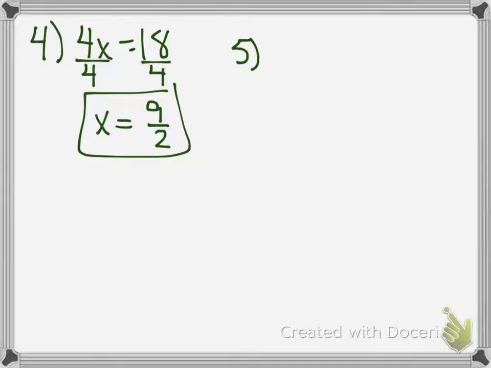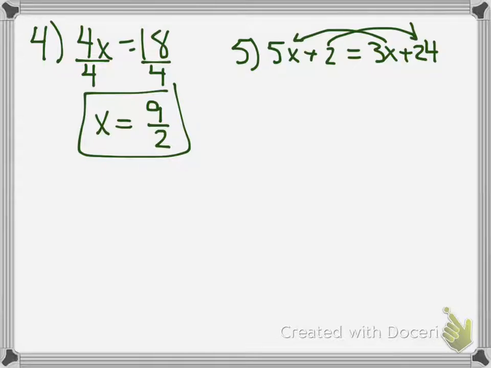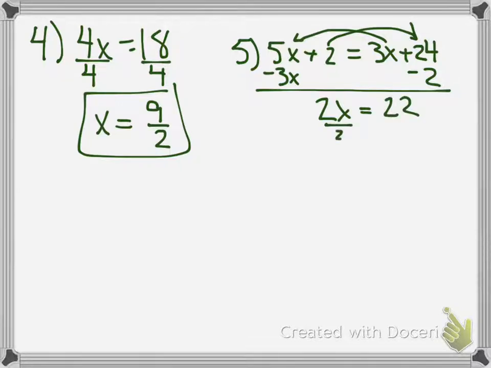Number 5, 5x plus 2 equals 3x plus 24. Here, variables to the left, numbers to the right. If it's a positive 3x, it would become minus 3x. A plus 2 would become minus 2. That gives me 5 minus 3 is 2x. 24 minus 2 is 22. And then you can divide to get x equals 11. Again, little things that you should remember how to do should make that fairly easy.